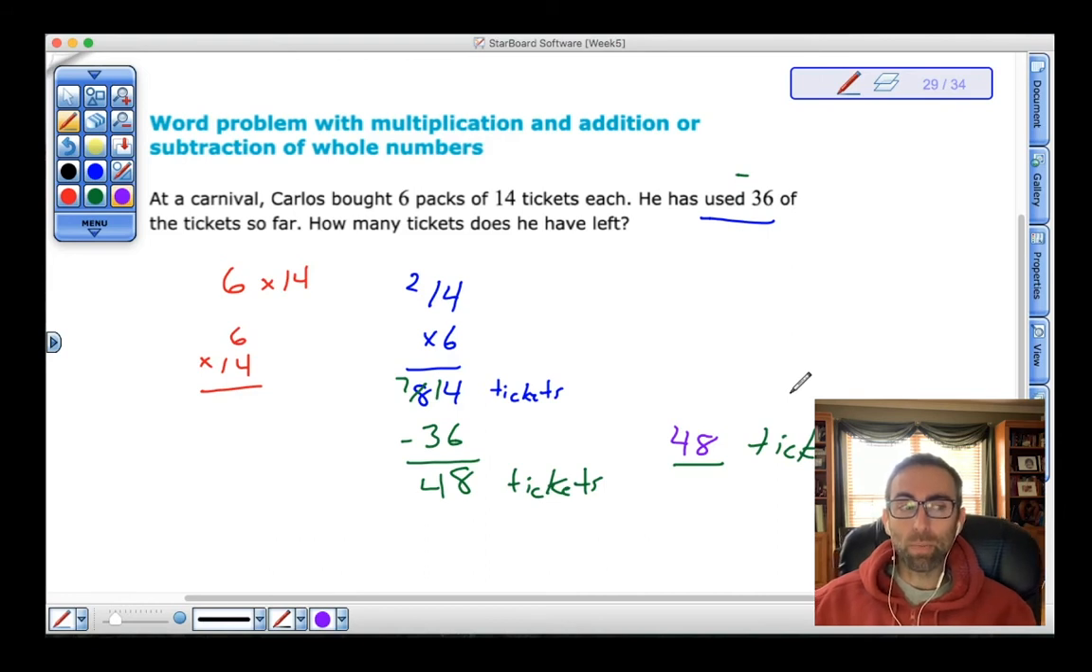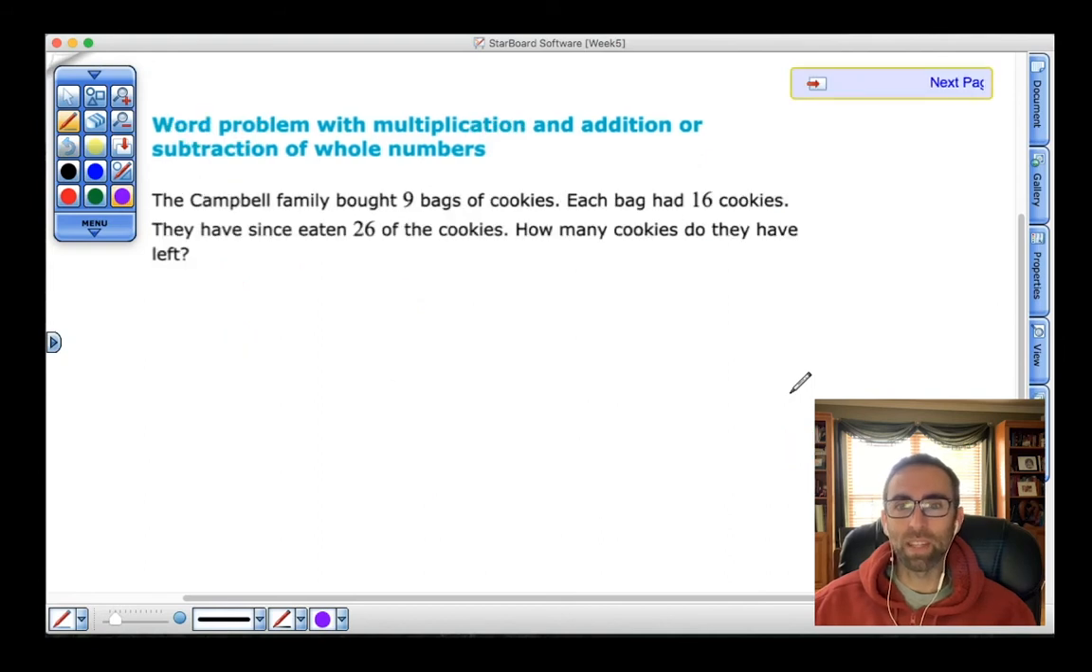Let's do another example, but first time for another bad joke. What did the buffalo say when his son left? Bye, son. Get it? Buffalo are also known as bison. Bye, son. No. All right, not that funny.